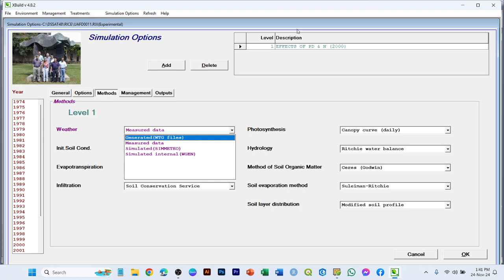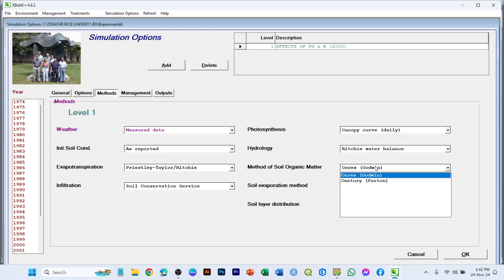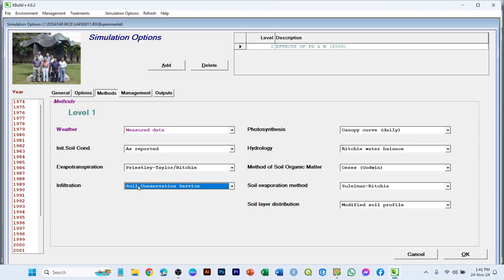And also the soil initial conditions that you have mentioned over there as reported. Similarly, transpiration, infiltration, photosynthesis, you don't need to change these types of variables or parameters. These are standard parameters that are already inbuilt according to the whole condition. Yes, if you have something other than this, then you have to go for other types of parameters. But normally it is suggested you don't have to change these options, and you leave them as they are.